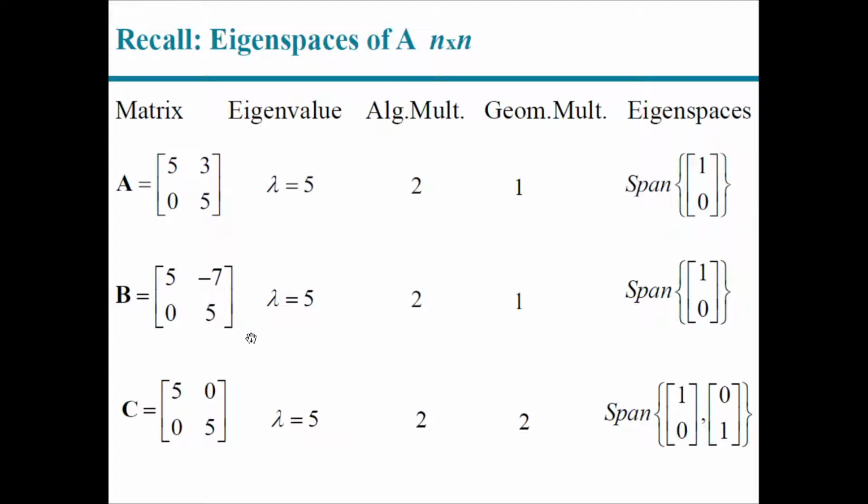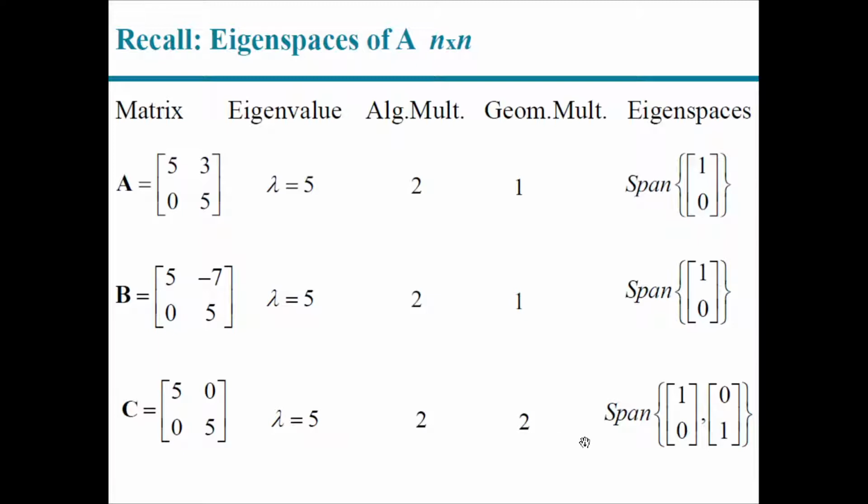Here, matrix B, again 5 is the eigenvalue of algebraic multiplicity 2, and then we compute and we find that its geometric multiplicity is 1. So the eigenspace is created by one vector. And then we have matrix C, again the eigenvalue is 5, algebraic multiplicity is 2, and this time when we compute we get the eigenspace that is created by vectors (1, 0) and (0, 1). So in this case we have two vectors in a basis, so geometric multiplicity will be 2.